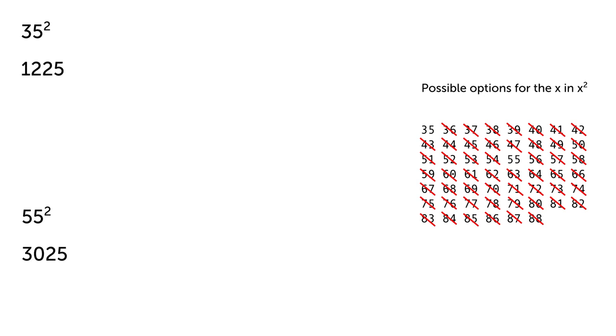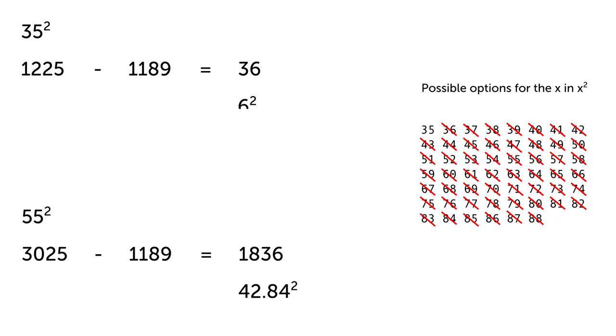1,225 and 3,025. If we subtract the prime candidate, 1,189, from each of these numbers, we get 36 and 1,836. Now, the square root of 1,836 is not a whole number, but the square root of 36 is 6, which means 1189 is not a prime number. We also know that its factors are 35 minus 6 and 35 plus 6, or 29 and 41.